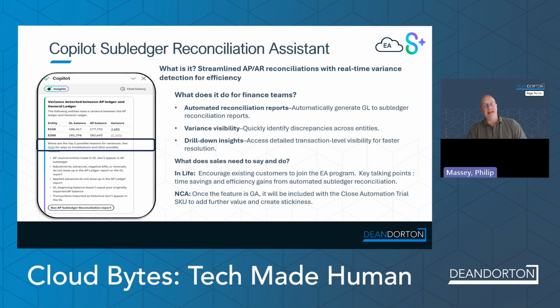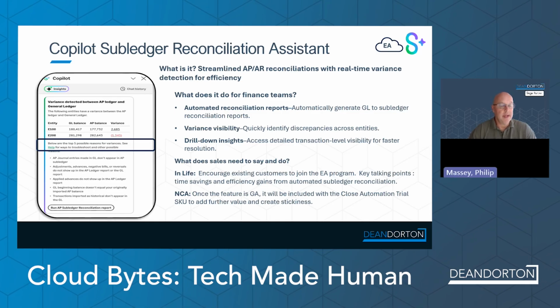So again, the crux of the capability of this is going to be to get you through that subledger reconciliation part of your month-end close a lot faster. And again, it's also going to be right there at your fingertips. So 24/7, 365, you can pull that up and you can run through it and make sure that it works for you.